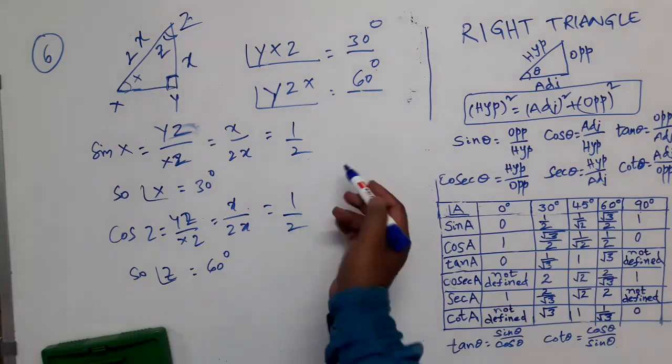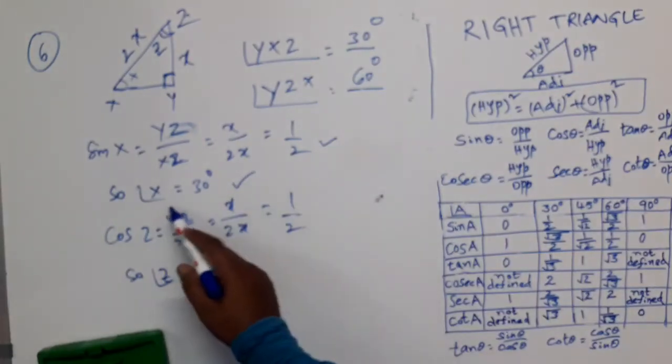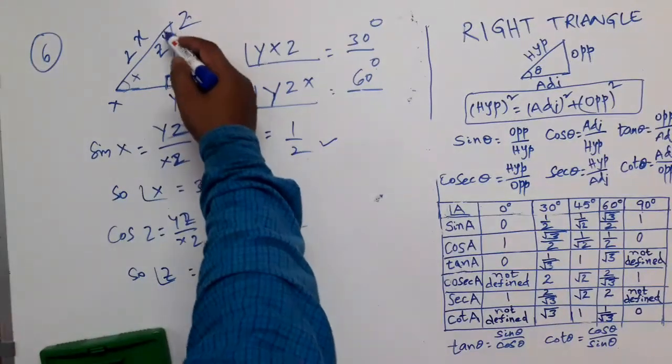Of course, you need not do this part also. Why? Because you have done up to this part, angle X you have found as 30 degrees. If so, this is 30 degrees now. This is 90 degrees. What will be the remaining angle?